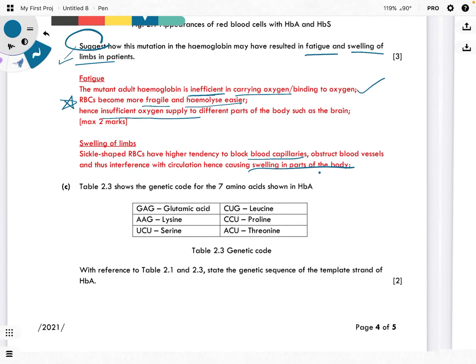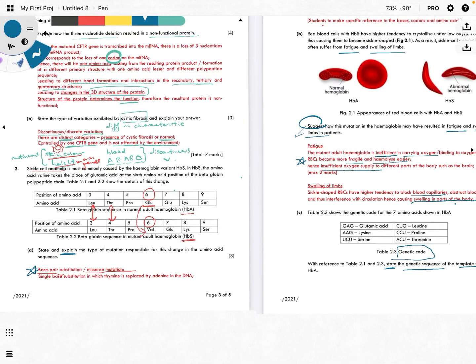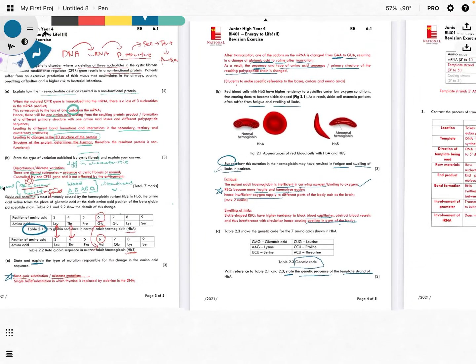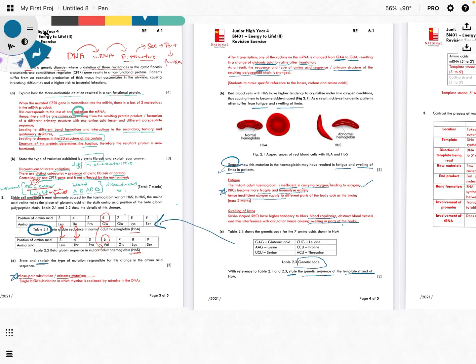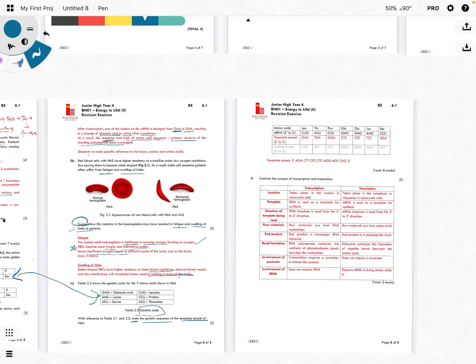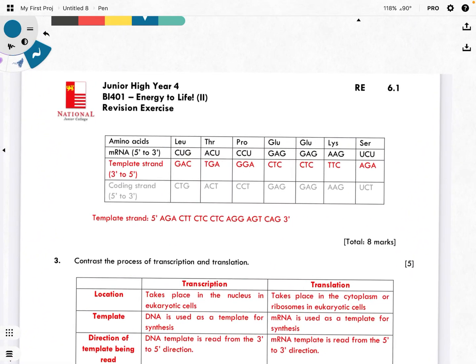Look at C. With reference to table 2.1 and 2.3, state the genetic sequence of the template strand. Here they've given you just a segment of the genetic code with 6 different codons. They want you to refer to table 2.1 and then they want you to write out the genetic sequence. So if you combine the two pieces of information here, you'll be able to write down the genetic sequence. So we are working backward this time. From the amino acids, we get the genetic sequence.